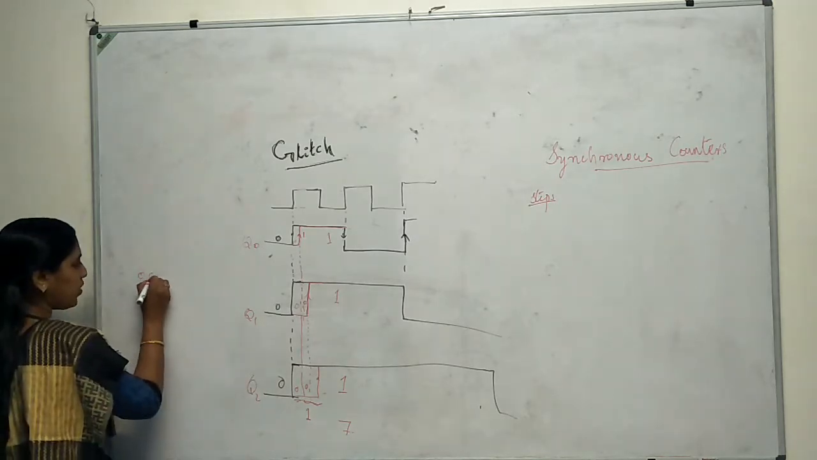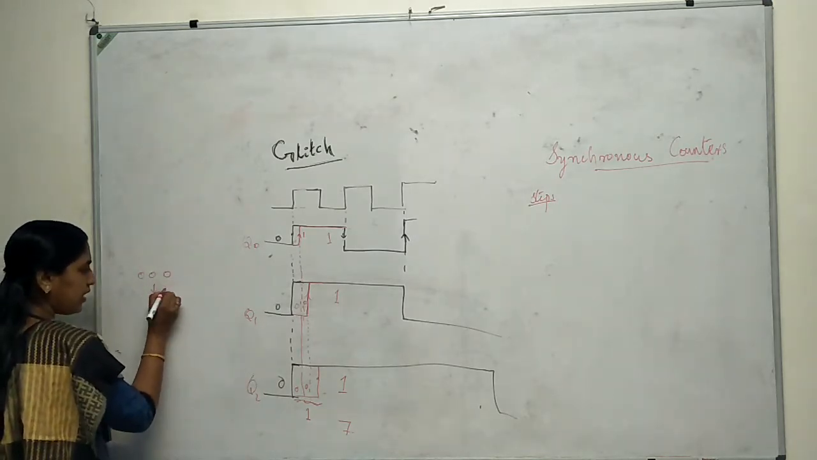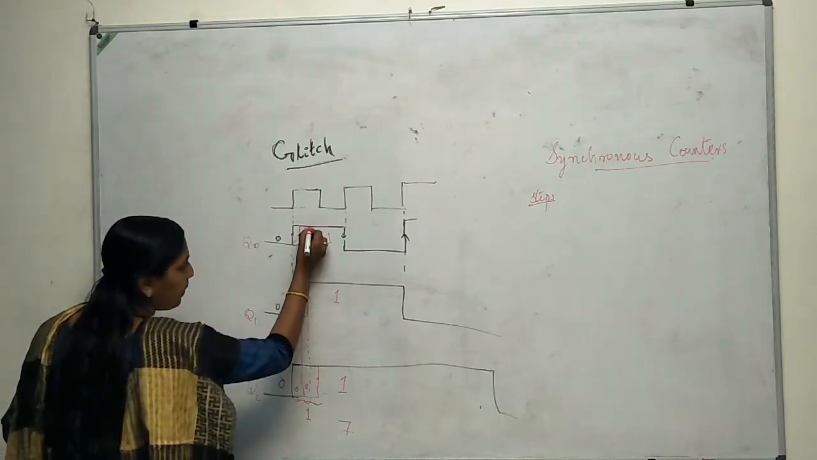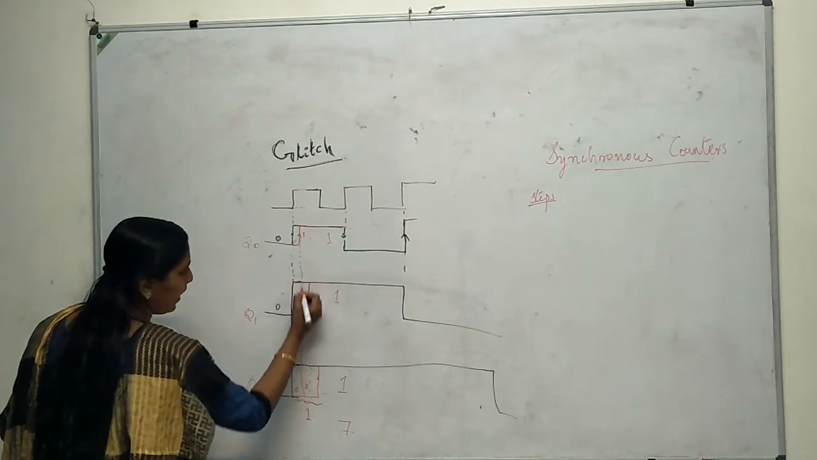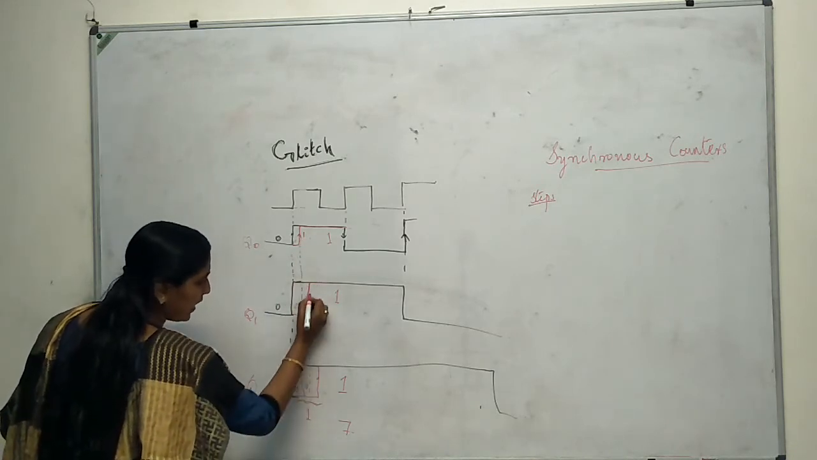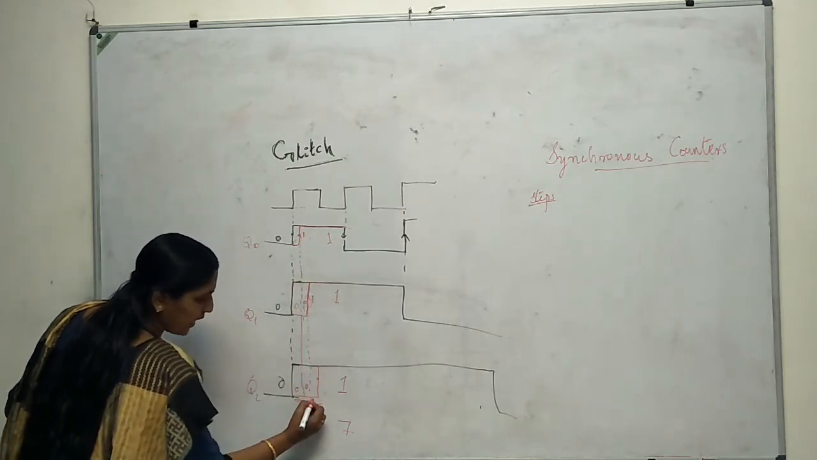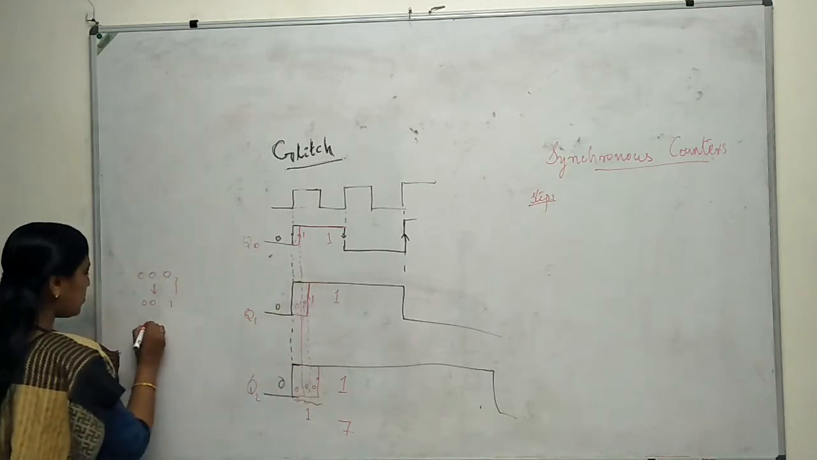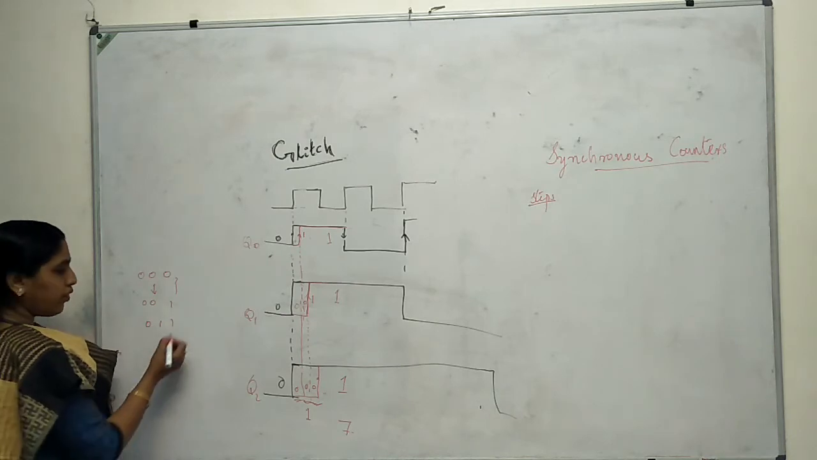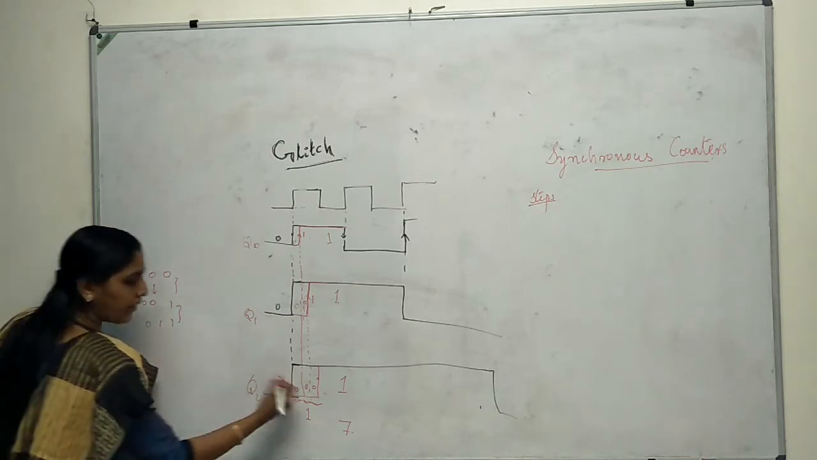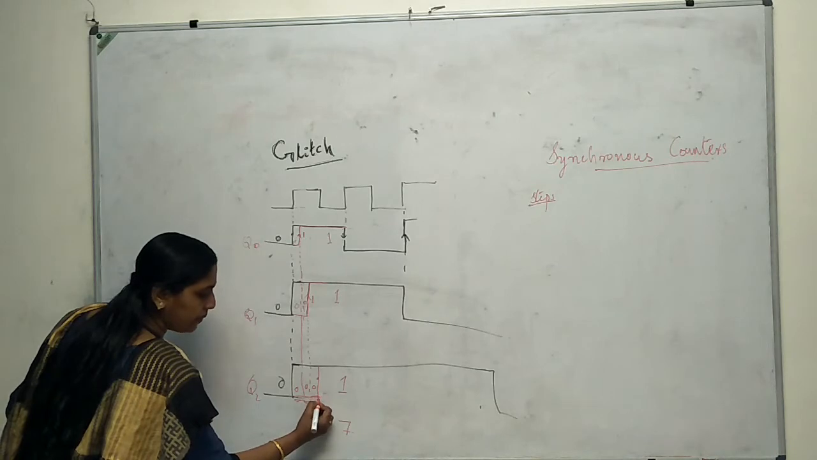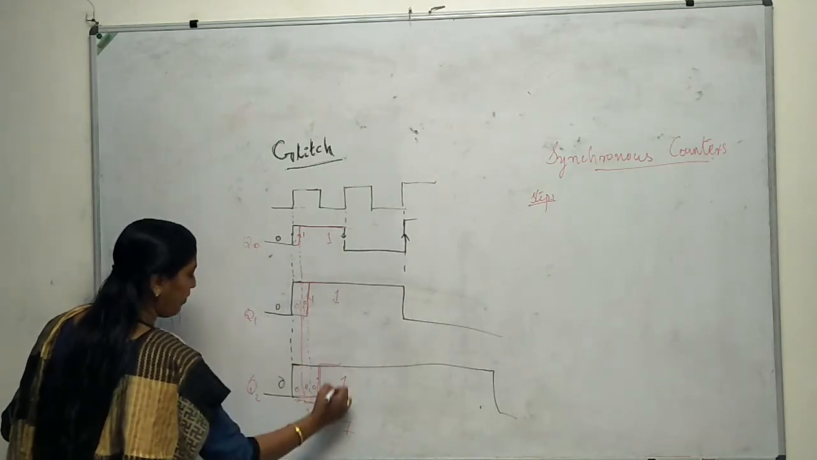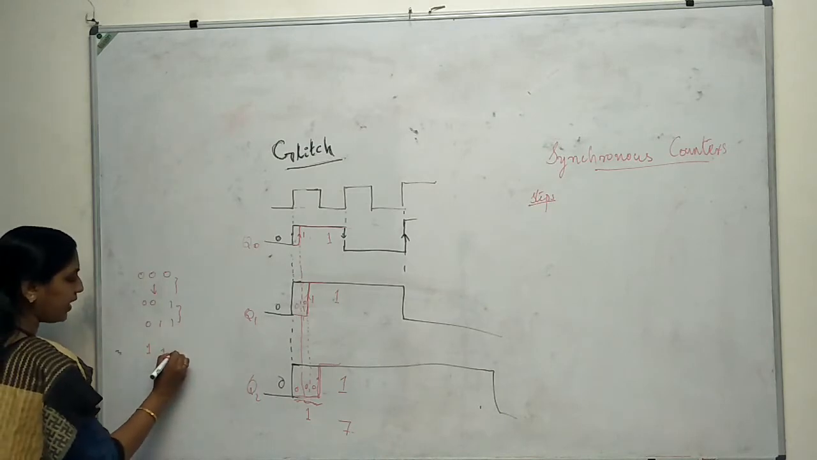So if it was 000, then for a small duration it goes to 001. And what happens in the next moment? This is 1 only, and here also it becomes 1, and here again it is 0. So it is 011 for a small duration of time. And only after this much time does it go high on all, so now we have 111.